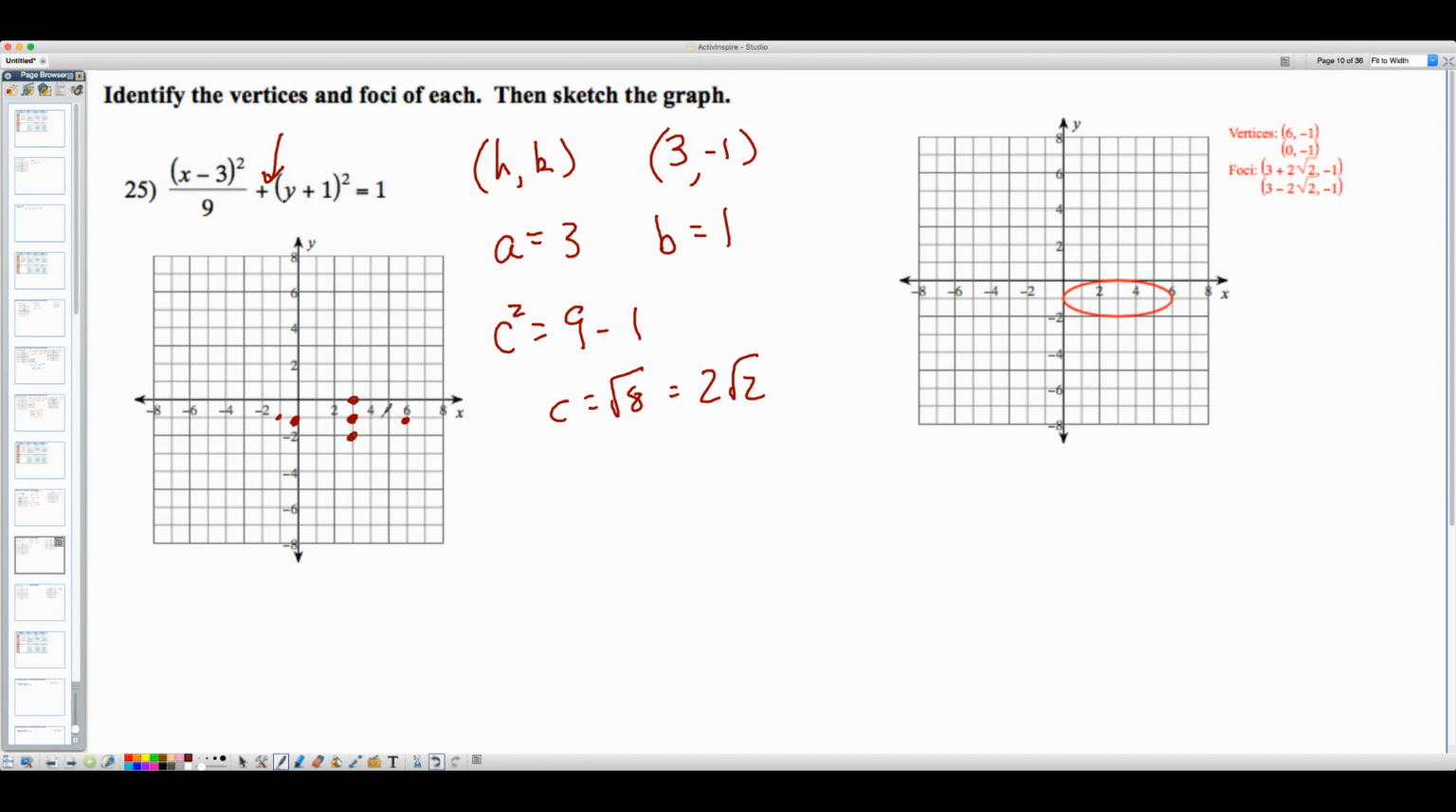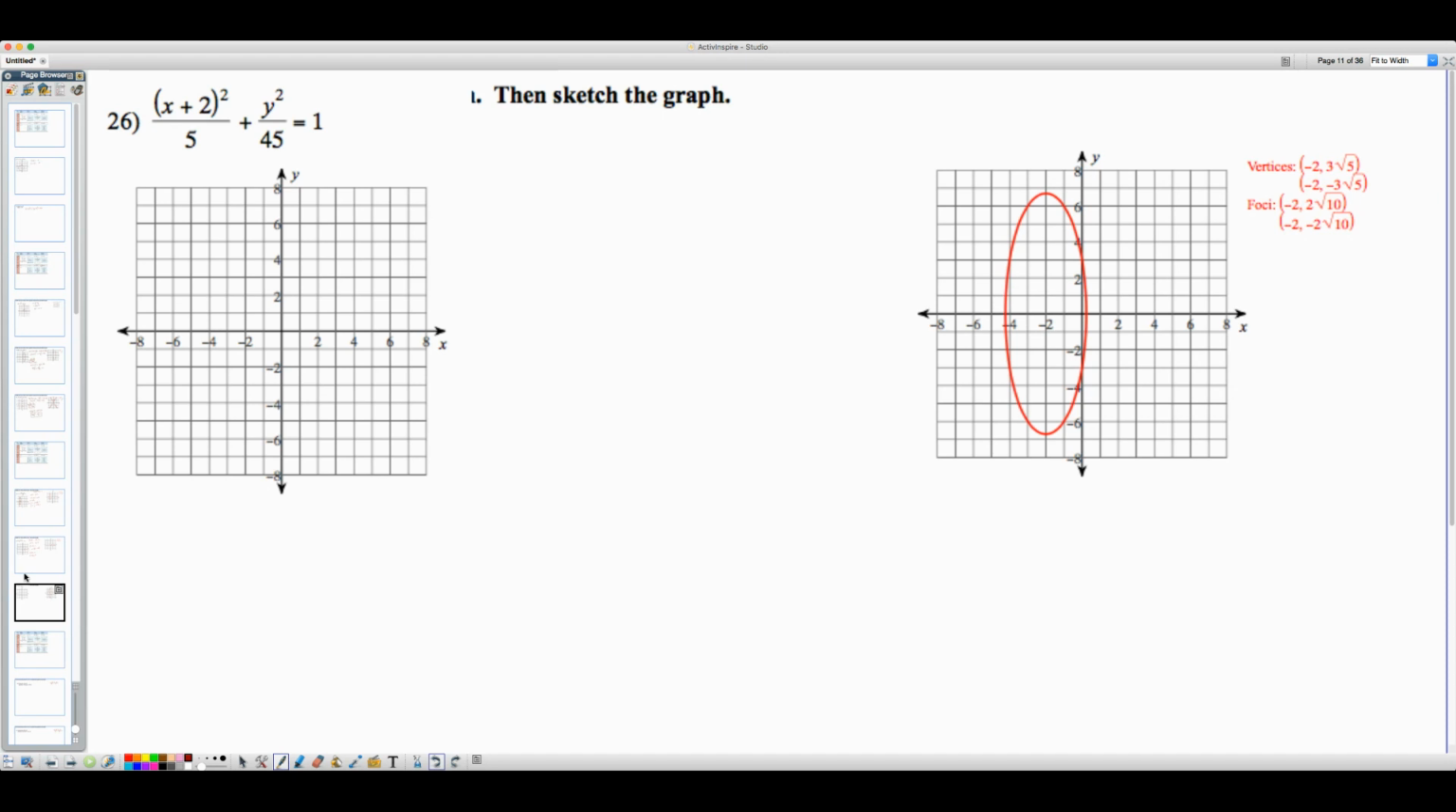And my foci are going to be along this line. So in the y, it's going to be at -1. And in the x direction, it's going to start at 3, and it's going to go plus 2 times the square root of 2, or it's going to go 3 minus 2 times the square root of 2.